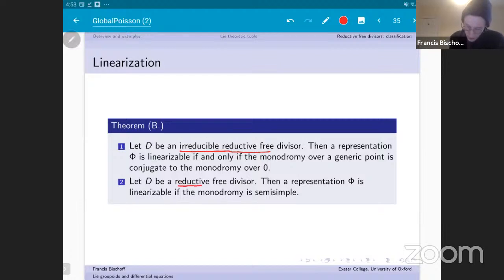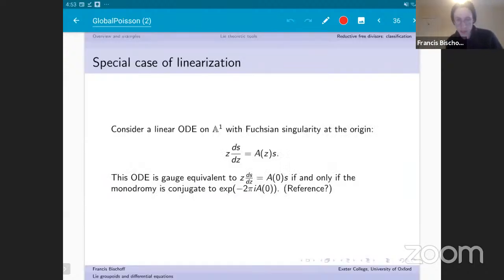If we have a general reductive free divisor, we can say something a little bit weaker, which is that a representation is linearizable if the monodromy is semi-simple. So let me just explain this in the special case where we have a linear ODE on the affine line with a Fuchsian singularity at the origin. So in this case, this says that this ODE is gauge equivalent to one of the form like this, where we've replaced A(z) with a constant A(0), if and only if the monodromy of this equation is conjugate to the exponential of minus 2πi A(0).